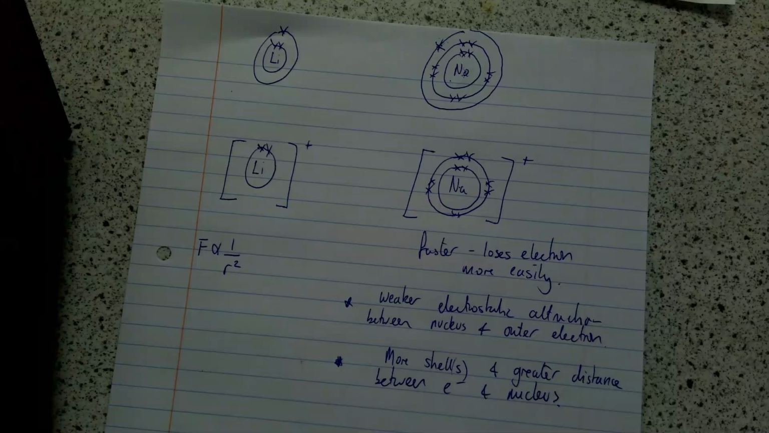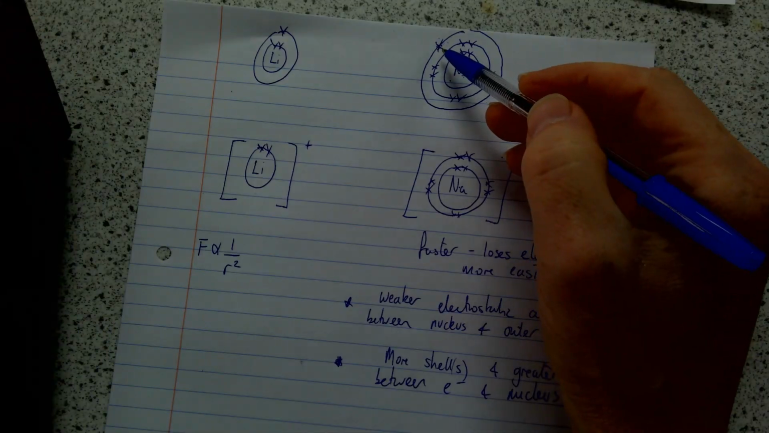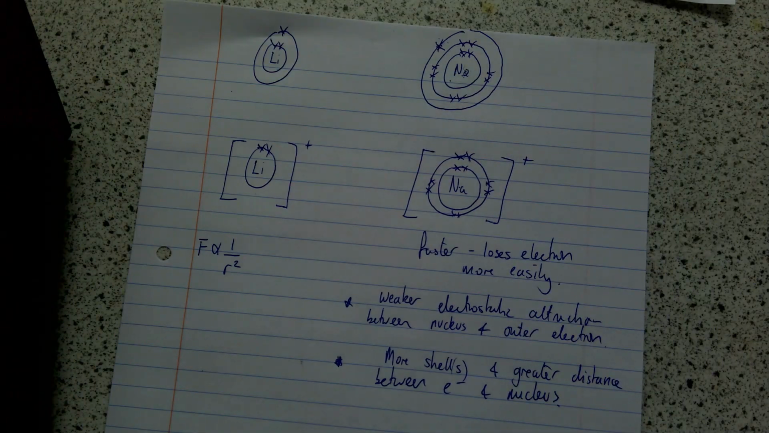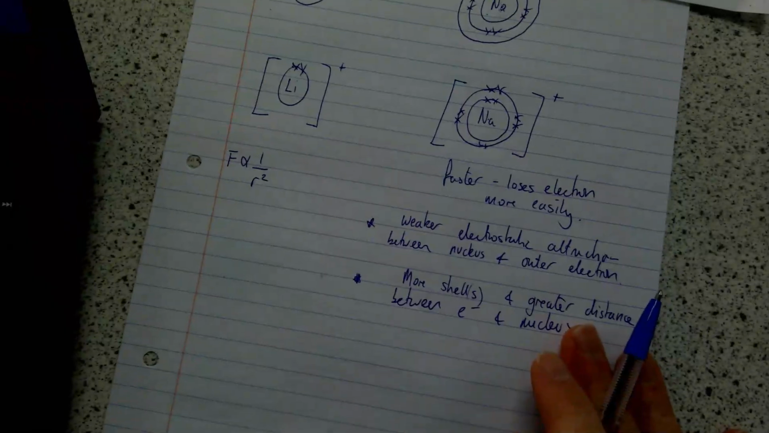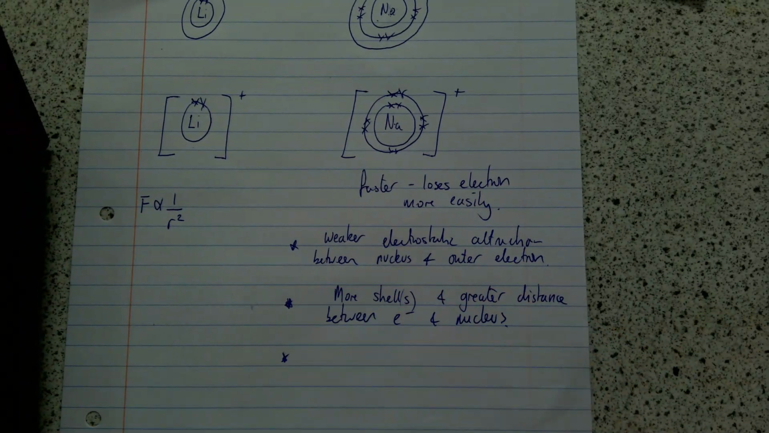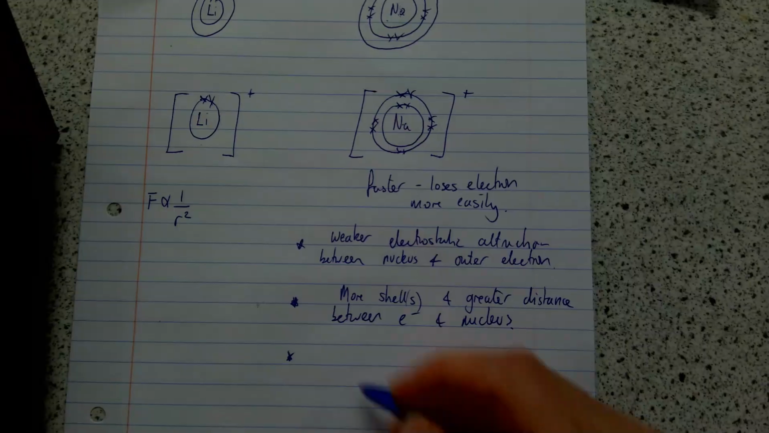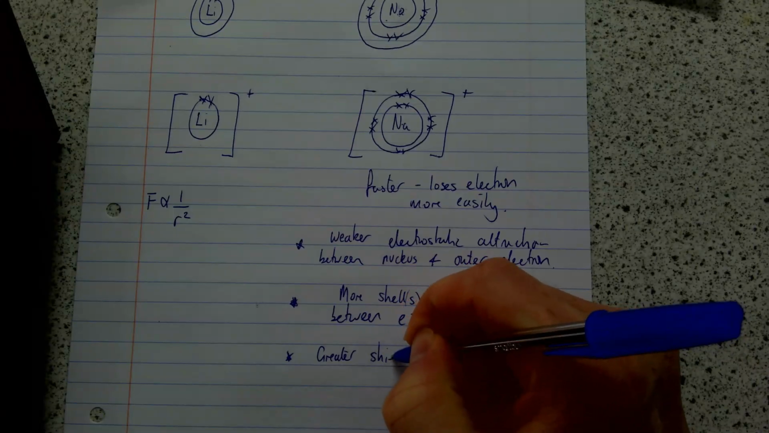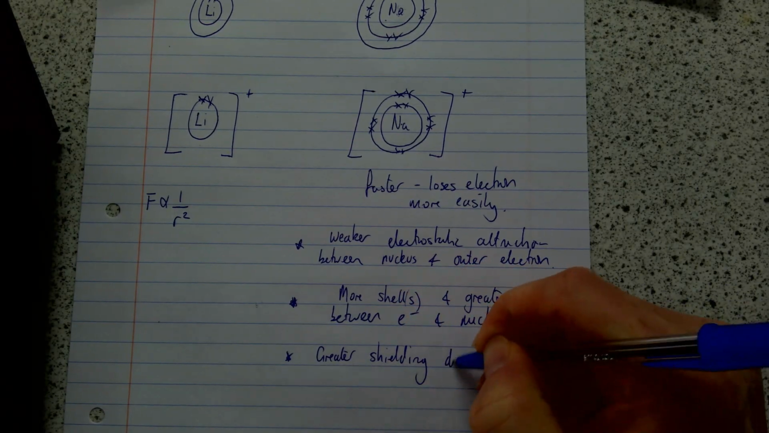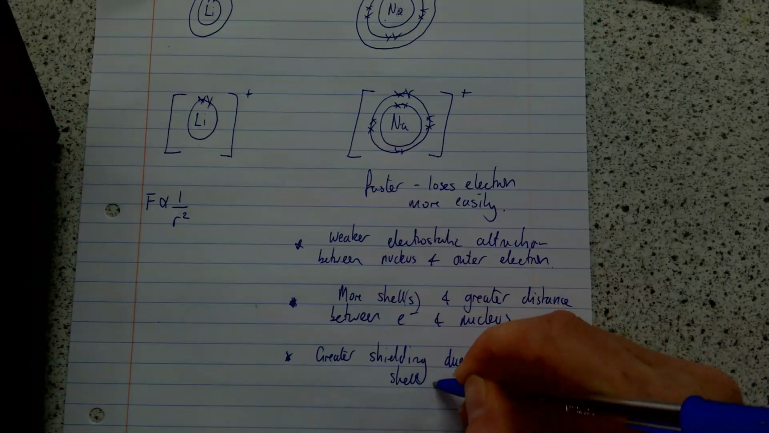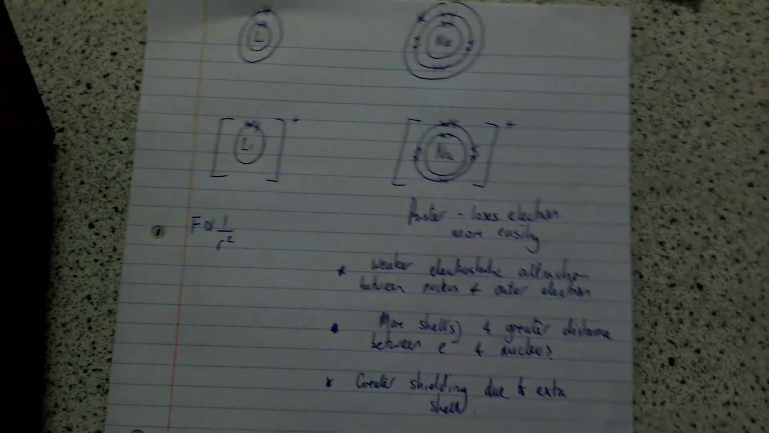All that shielding is, for those of you who want to know a little bit more than you need to, is electrostatic repulsion between that electron and the inner electron. So they're actually just pushing each other away. You don't really need to know that, but I quite like to include it in my discussion. So we can also say that the electrostatic attraction is weaker because there is greater shielding due to the extra shell as well.